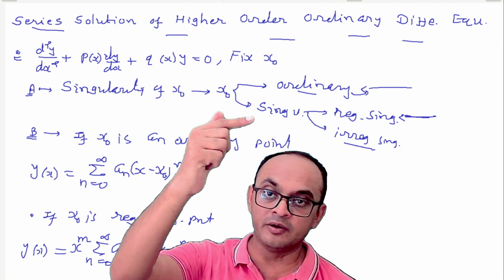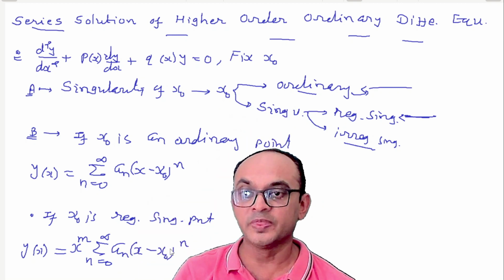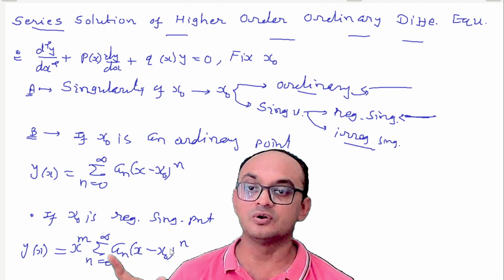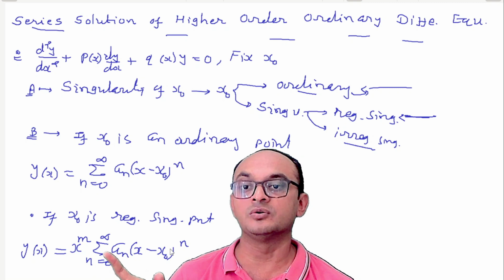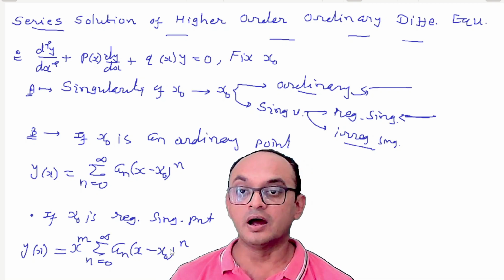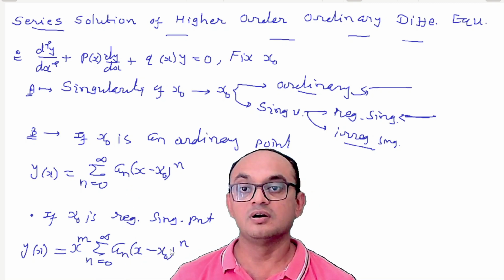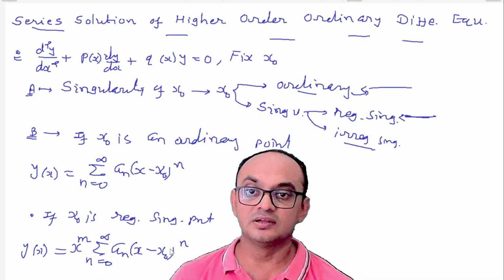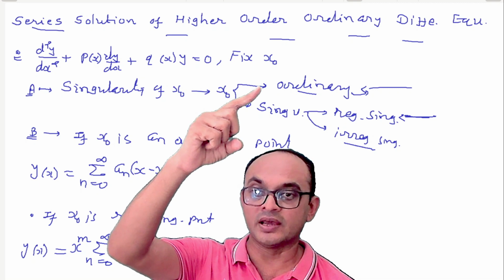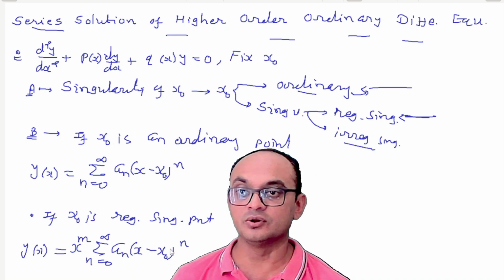If it is not an ordinary point, that means it is a singular point, then again I shall check whether it is regular singular or irregular singular. Suppose it is regular singular, then this will be the format of the solution: x raised to m into summation n equal to 0 to infinity a_n into x minus x0 raised to n. Now, how do we solve the exercise that we are discussing? First I am discussing when x0 is an ordinary point, then we shall discuss when x0 is a regular singular point.